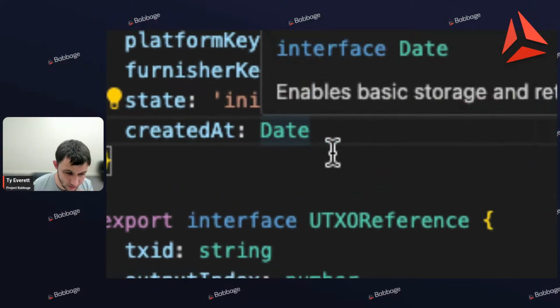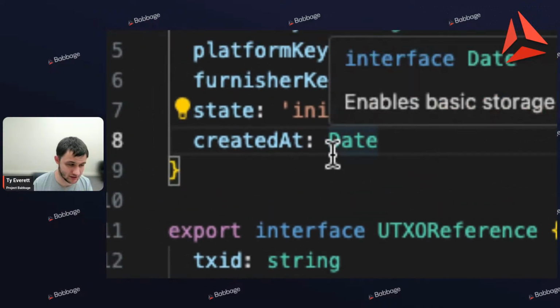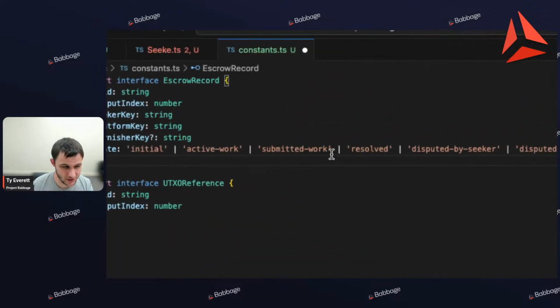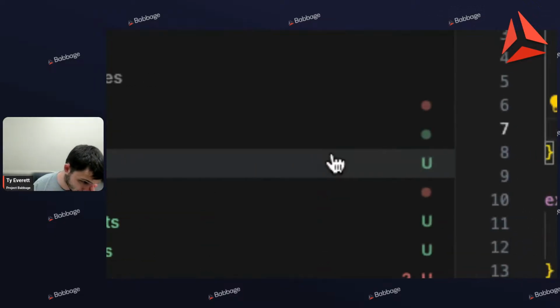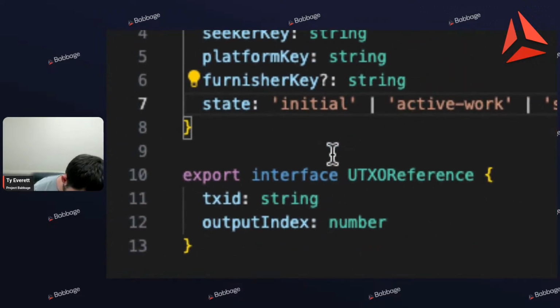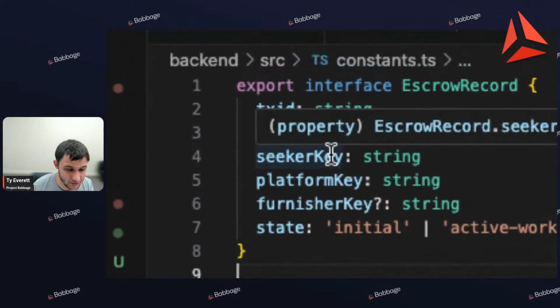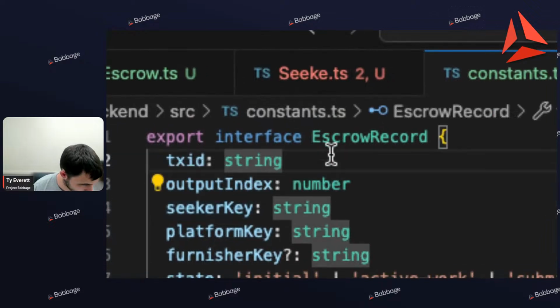I don't see particularly why we would track created at timestamp. The rules of the contract are not time oriented and specific to the particular lookup service, not derived from the blockchain at all, so therefore won't be tracked. Okay, UTXO ref. Okay, all right.